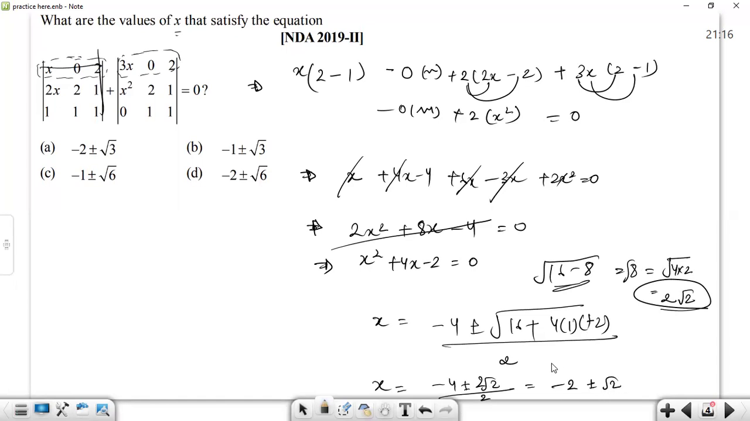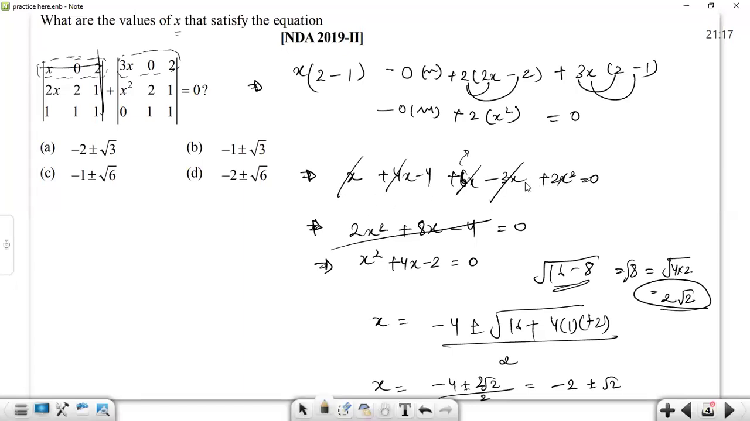Is it matching with any of the options? No, it's not. We have done some mistake, I guess. X, 4x minus 4, plus 6x, plus 6x minus 3x. I guess we have misinterpreted a miswritten 6 with 1.